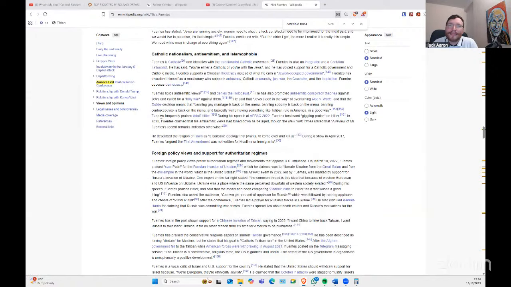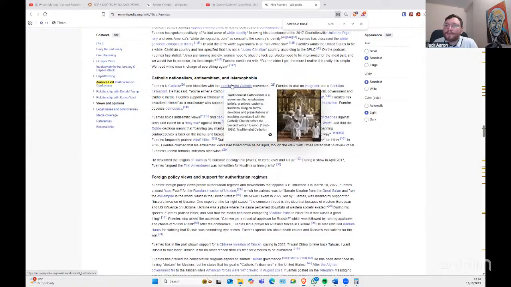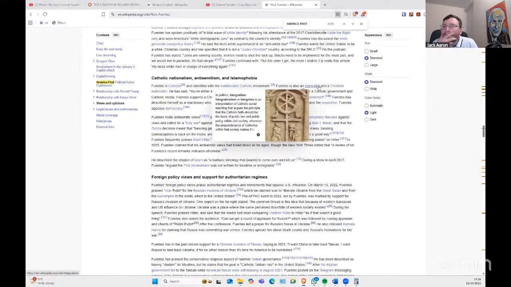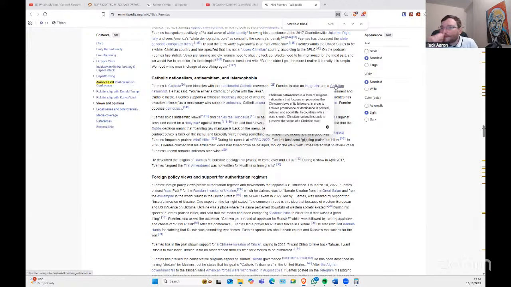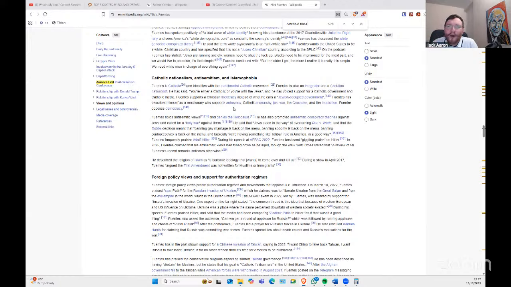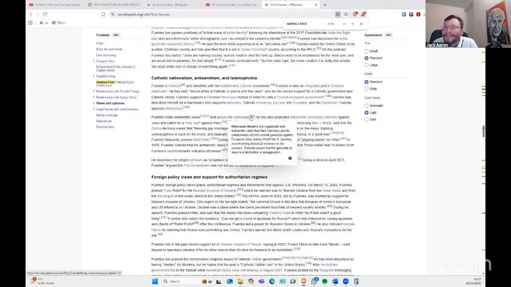Christian nationalism, anti-Semitism, and Islamophobia. He identifies with the traditional Catholic movement. The movement emphasizes beliefs, practices, customs, traditions, liturgical forms, devotions, and presentations of teaching of the Catholic Church before the Second Vatican Council. He's an integralist, the principle that Catholic faith should be the basis of public law and public policy within civil society, whether or not Catholics are mostly involved. Right. You're either a Catholic or you're with the Jews. He denies the Holocaust. Goodness gracious me. Does he actually deny the Holocaust?